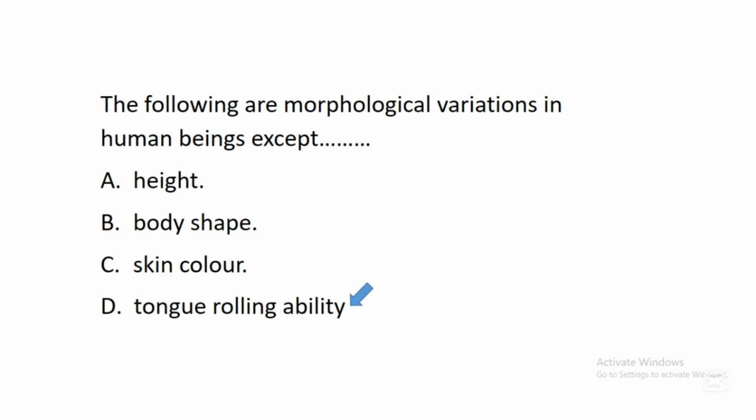Tongue rolling ability. We have said that morphological variation deals with the differences in the physical appearance of a population. When we look at human beings as an example, height is a morphological variation. Body shape is a morphological variation. Skin color is a morphological variation. But this option D, known as tongue rolling ability, is not a morphological variation.